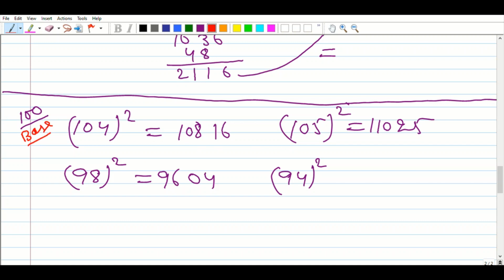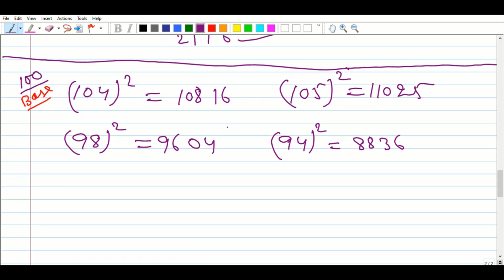So for 94, very good, sir, we can write 6. 6 is less. So 6 is less. 36. 6 less. That 88. Okay. That it is also done like we have done previously.